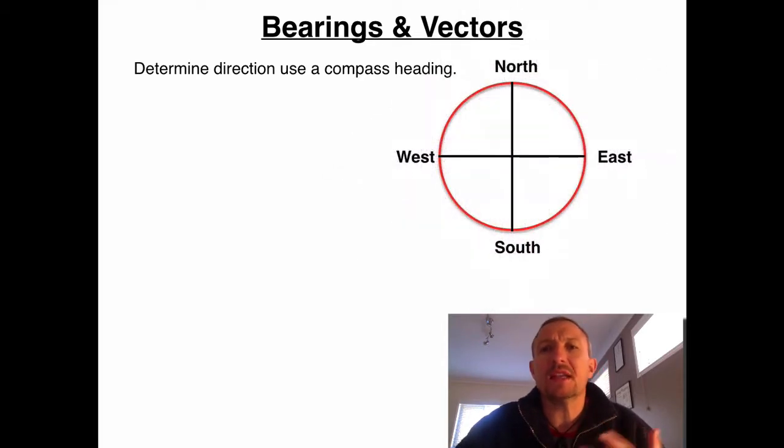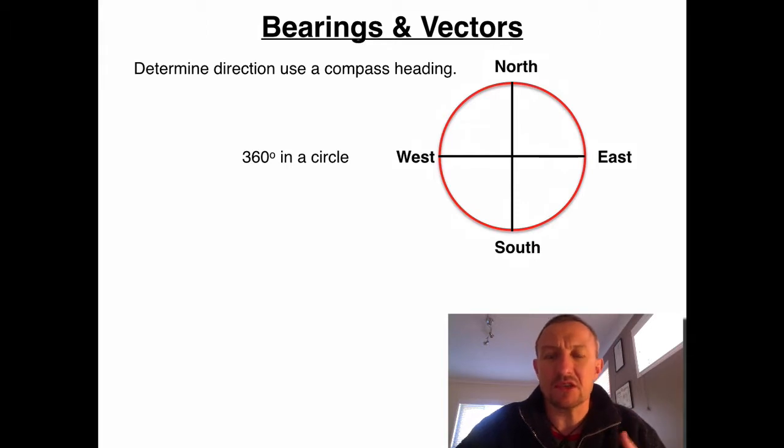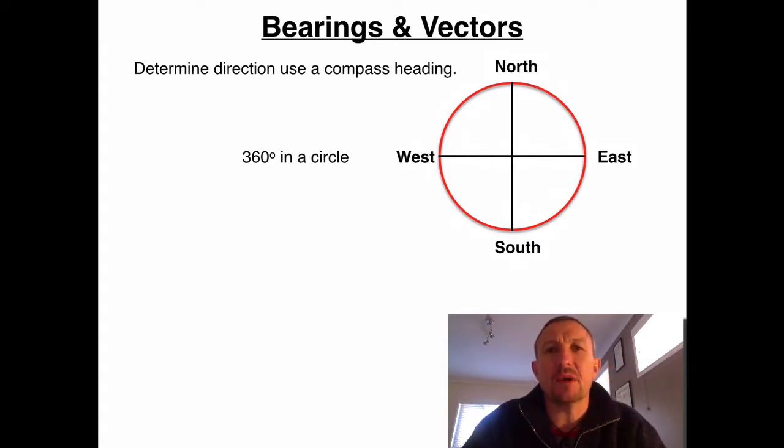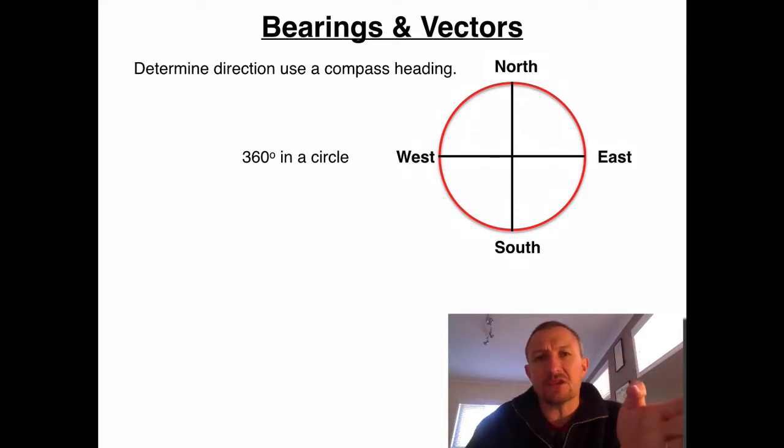Now we know the compass heading is made up of 4 points. We've got north, east, south and west. We also know that there are 360 degrees in a circle, but there's 90 degrees between north and east, east and south, south and west, and west and north. So basically when we're looking at a bearing, we're looking at in which direction we are going to be heading, and then we can turn that into a vector by stating how far we're going to go in that direction. So the bearing is going to give us the direction, the vector is then going to give us an overall of the distance travelled or the speed travelled in which direction.